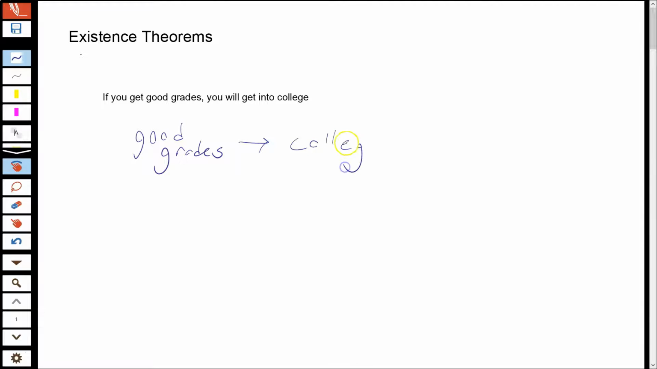So this is a non-math example to start. Okay, if you get good grades, you will get into college. Really, I could simplify this to say good grades implies college. Okay, so we're looking at the logic of this. The logic is that if I know that you as a student have good grades, I pretty much know for a fact that you're going to get into college, right? So this is an example. This may not be true in every single case, but this is the kind of logic I'm looking for here.